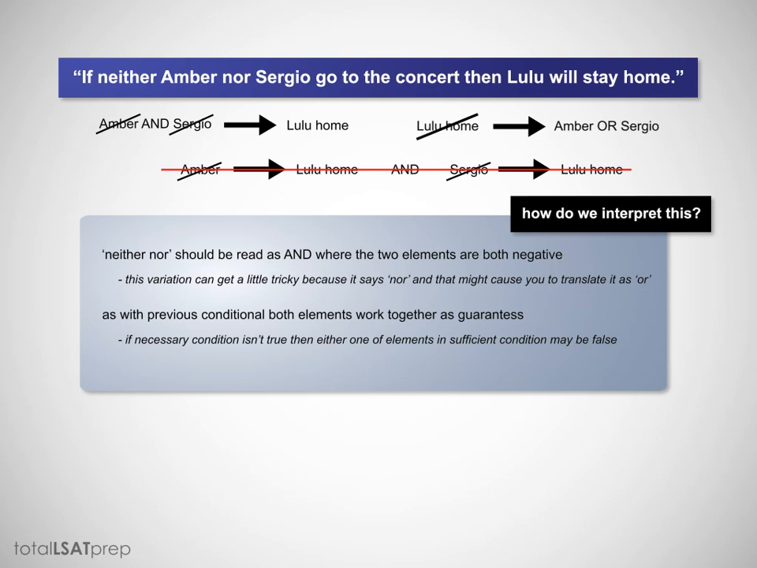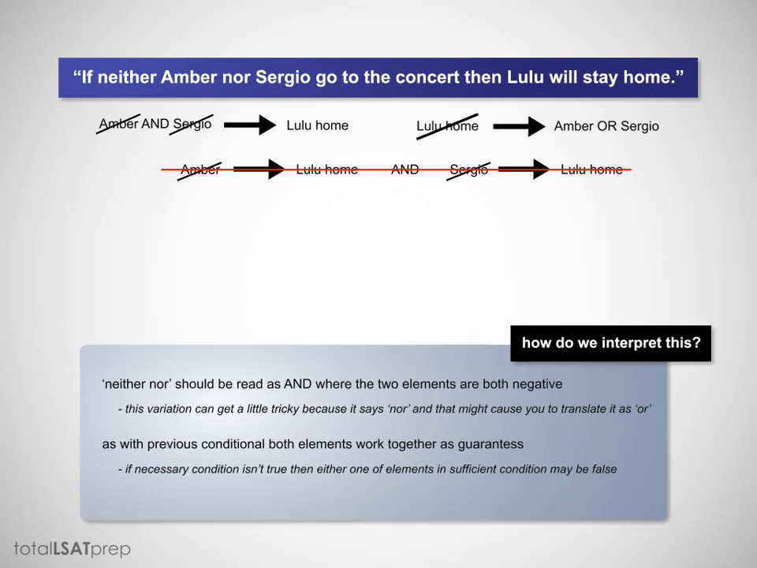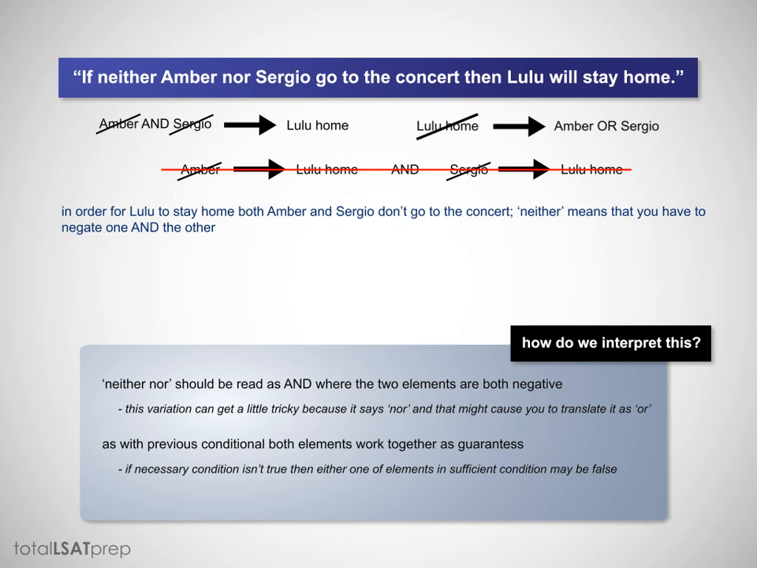So, like I said, here we're told that if neither Amber nor Sergio go to the concert, then Lulu will stay home. Well, what that means is that in order for Lulu to stay home, both Amber and Sergio don't go to the concert. Not just Amber or just Sergio. Neither means that you have to negate one and the other.